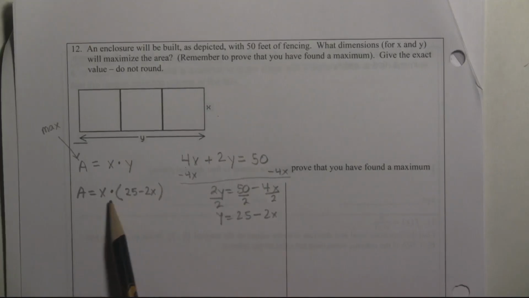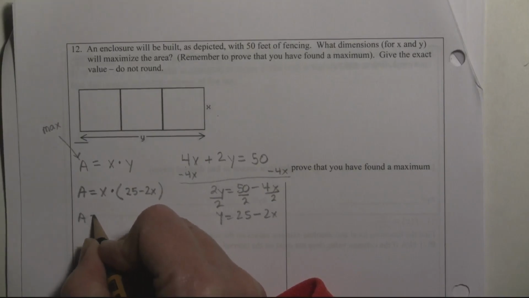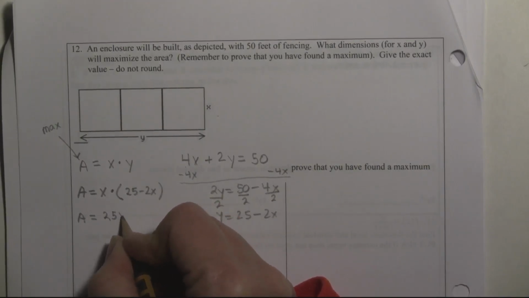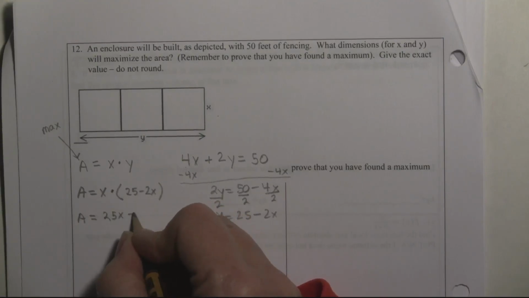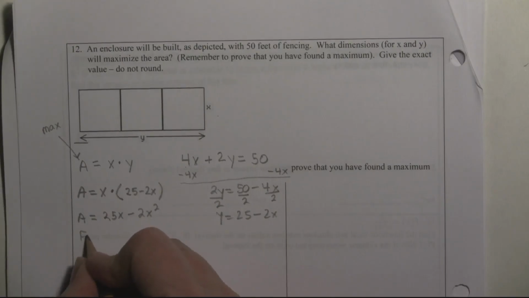Now I could use the product rule, but since I can multiply, it would be better to multiply first and not use the product rule. So that's what I'm going to do. So even though I was on find the derivative, I decided, so this is going to be 25x, and then x times minus 2x is minus 2x squared. And so now I'm going to find the derivative.